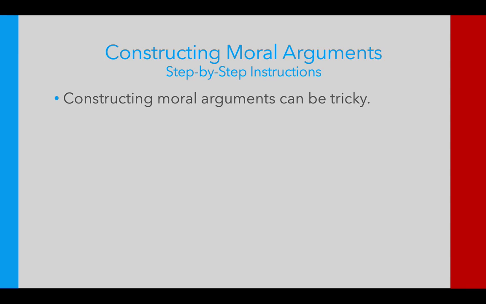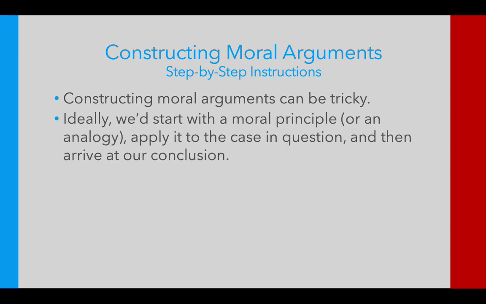So let's talk about how to do this, how to construct an argument for yourself. To start, I want to acknowledge that this can be tricky, right? It's not something you'll immediately know how to do and be great at. It might take some practice. Ideally, when we do this process, we want to start with a moral principle or an analogy, which we'll learn about next time. So whenever we're constructing moral arguments, we'd like to start with our principle or analogy, apply it to the case in question, and then arrive at our conclusion.